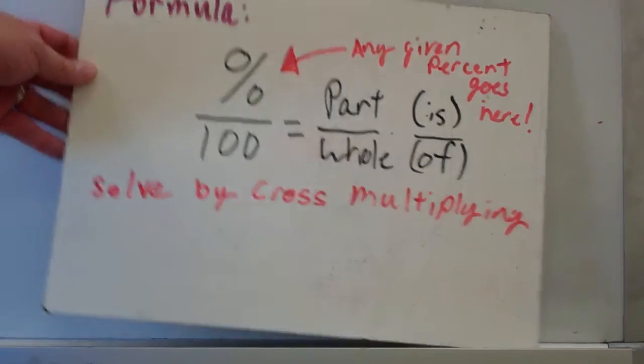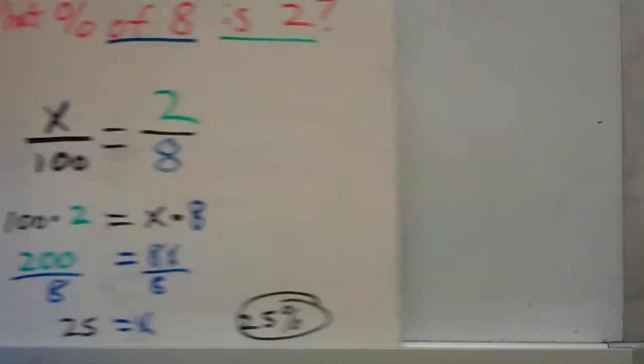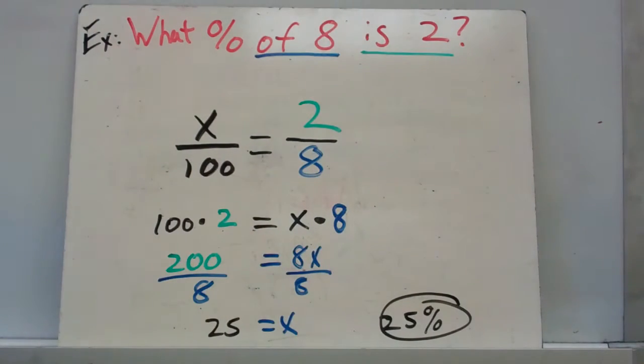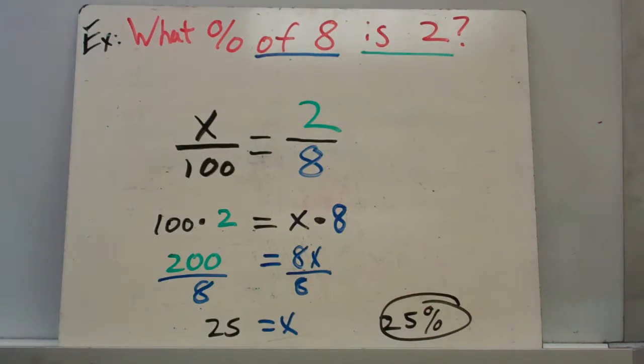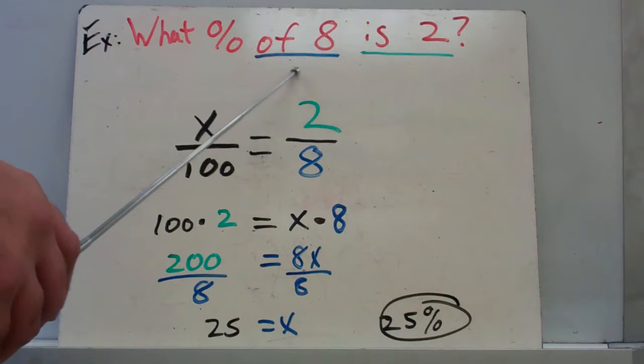All right, let's look at a few examples. Our first example is what percent of 8 is 2. So we're going to start out by putting the 100 in the denominator here, and since we don't know what percent we have, we're going to put an x as our variable in the numerator of that fraction. We're going to set that equal to 2/8.